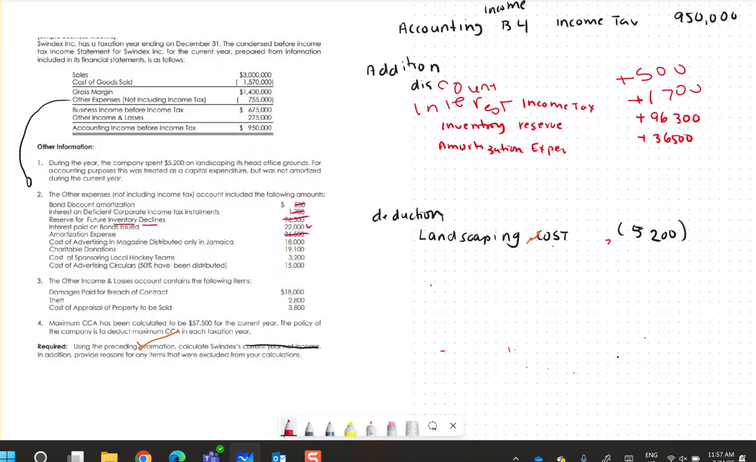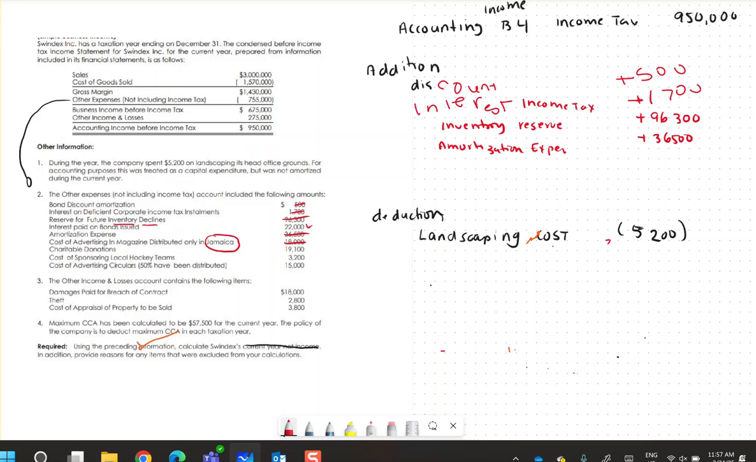Now when we think of the cost of advertising, distributor only in Jamaica, what we call this is foreign advertising. If it's foreign advertising, that is fully deductible as long as it is not directed to Canadian crowds. In this case it's directed to Jamaica, so it's foreign and it is allowed. We don't need to do anything, it's an allowed deduction.